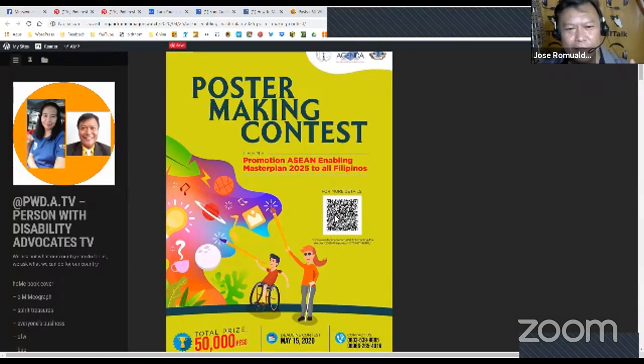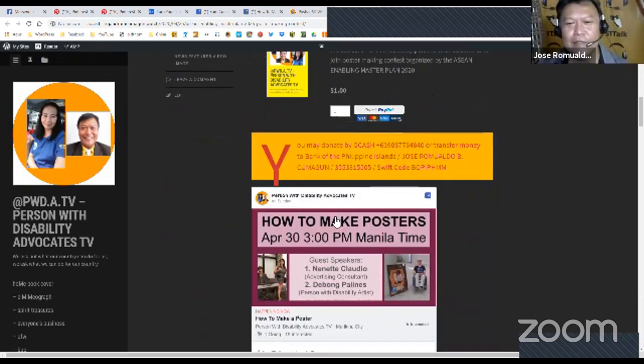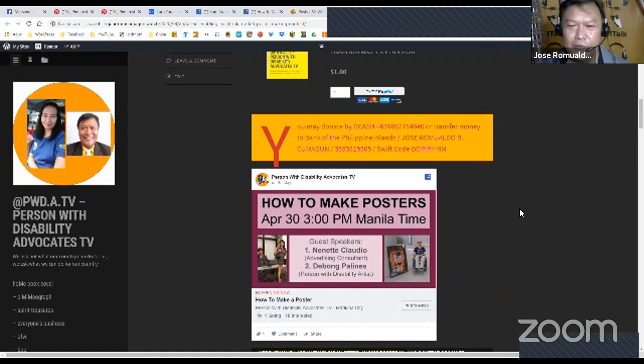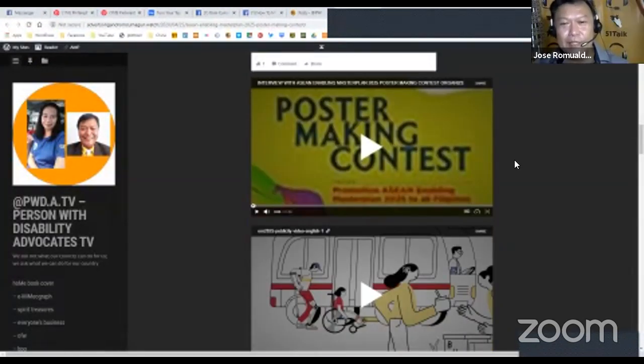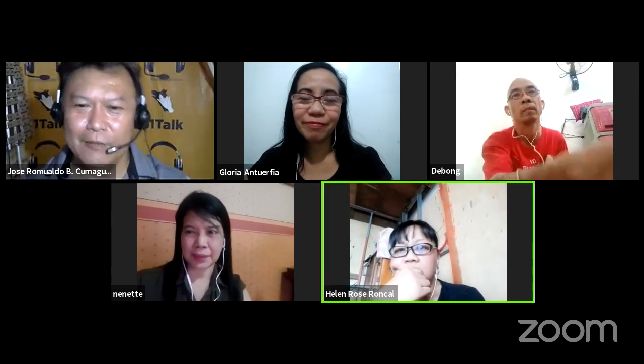Poster making contest. Theme: Promotion of the ASEAN Enabling Master Plan 2025 to all Filipinos. There's a contest that we can all participate in, and it gives very special attention to persons with disabilities. The prize is very attractive. The first prize is a laptop, the second prize is a tablet, and the third prize is a cell phone. Aside from the prizes, it's also about the skill that we can acquire and use.